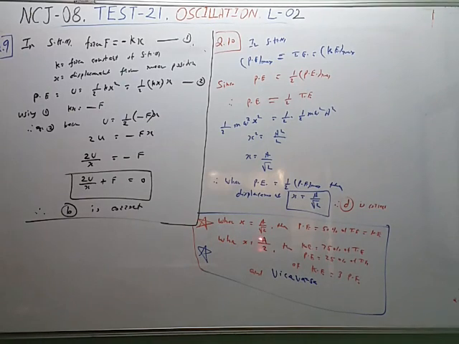Similarly, this is one more universal property of SHM. At x is equal to A by 2, the kinetic energy and potential energy are like this. K is equal to 3 times potential energy.